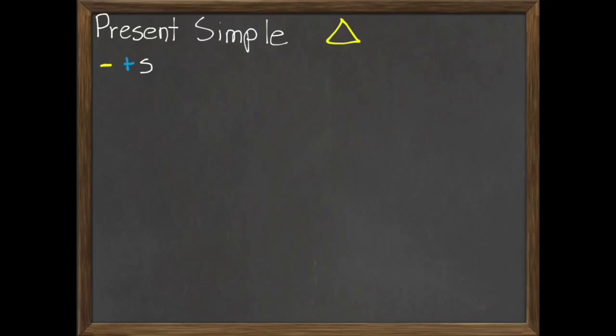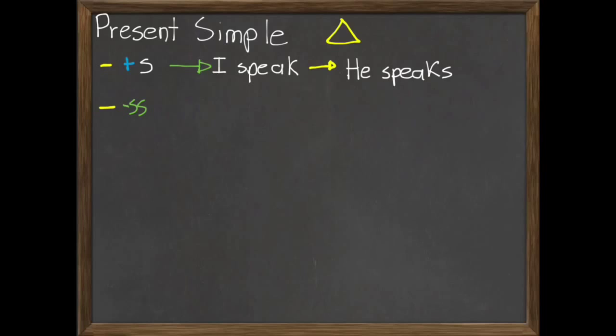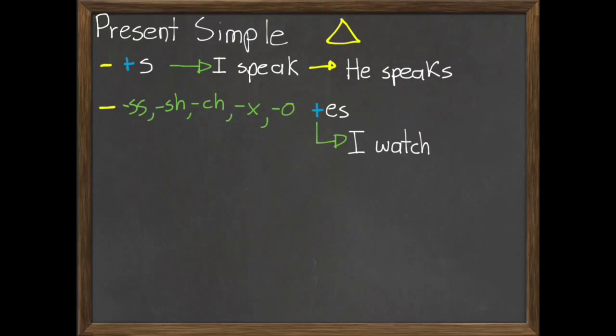So, most of the verbs will add an S at the end. For example, I speak will become he speaks. Same with I like, it would become he likes. Then again, verbs that end in double S, SH, CH, X, or O will take an ES at the end. Like I watch, it would become she watches.